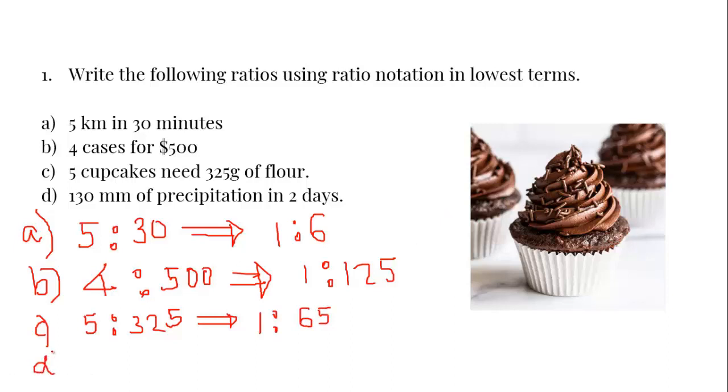130 millimeters of precipitation in 2 days. 2 is the highest common factor of 130 and 2. So dividing both the values by 2 gives the ratio 65 is to 1 in its lowest terms.